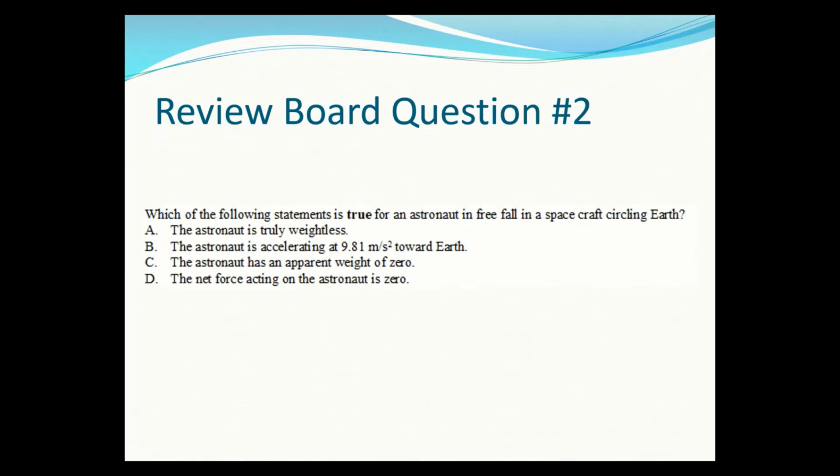Okay. Which of the following statements is true for an astronaut in free fall in space circling Earth? The astronaut is truly weightless, so they have no weight? No, that's not true. The astronaut is accelerating towards Earth; it'd be 9.81 if they're at the surface of the Earth, but it's going to be less than that if they're in space, so that's not true. They have an apparent weight of 0. Yes, that is true. The net force acting on them is 0? No, they still have a net force due to gravity, so that's not true. So C is going to be the correct answer.